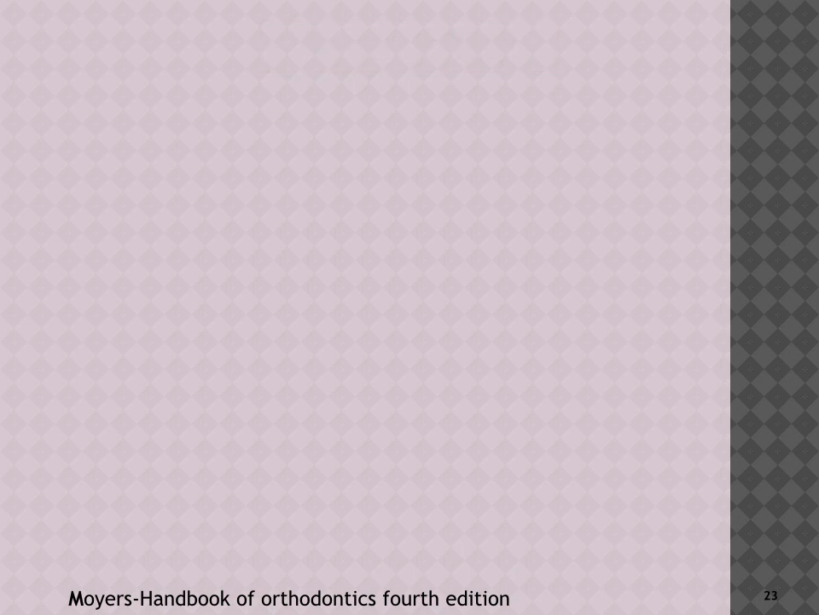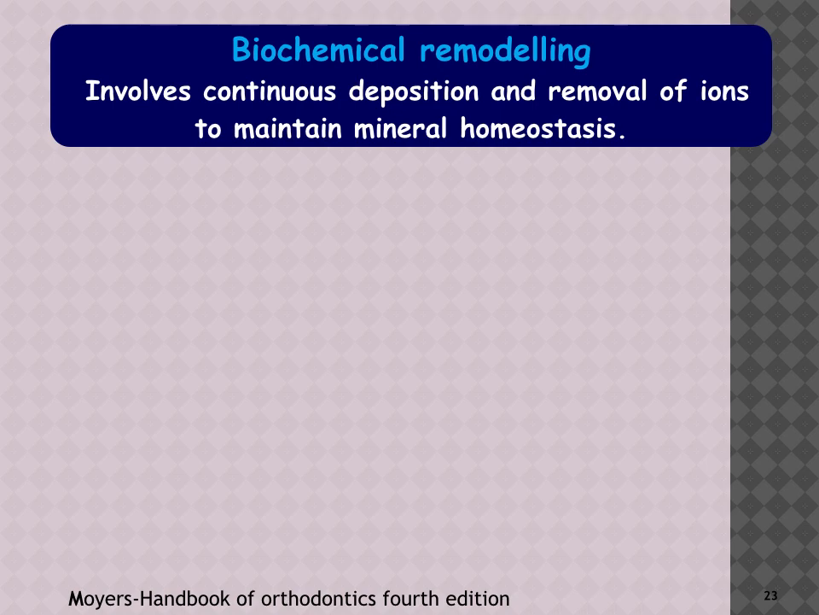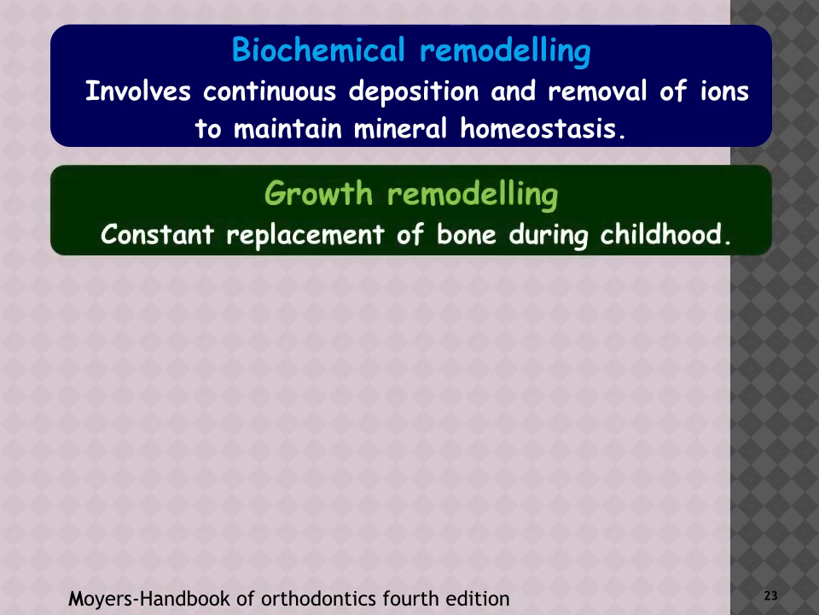Now the purpose of remodeling can be different, and hence we have different types of remodeling. You call it biochemical remodeling when the purpose of this bone deposition and resorption is merely to maintain calcium phosphate mineral homeostasis, which keeps happening continuously in the human body. Growth remodeling is typical in childhood, when it is actively leading to increase in bone size. So your deposition is very prominent.